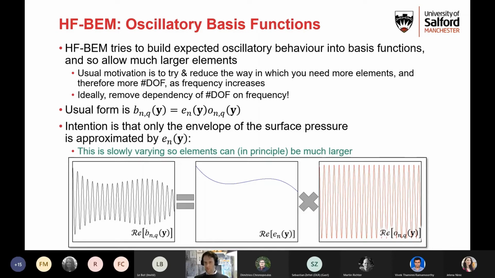So if you had a complicated function like the one on the left, oh, someone just spoke to me, got some noise.